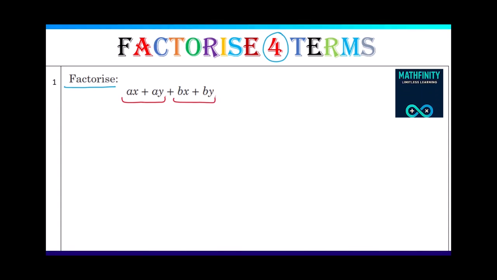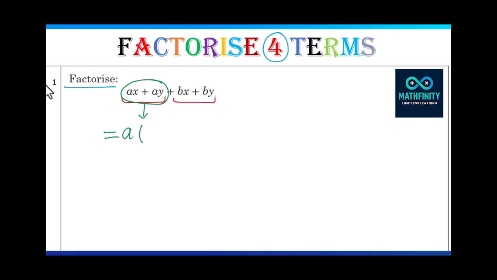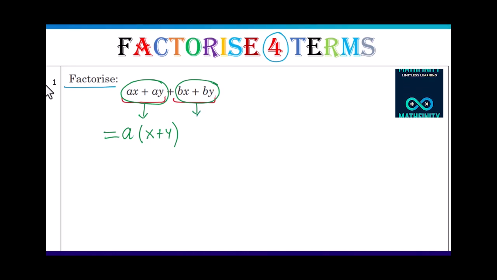From the first group, what is common? Because now these are two terms. So what is common from the first two terms? A is common. So what will we write inside the bracket? X plus 1. Similarly, from the second group, what is common? B is common. We will take it out. So what do we have to write inside the bracket?